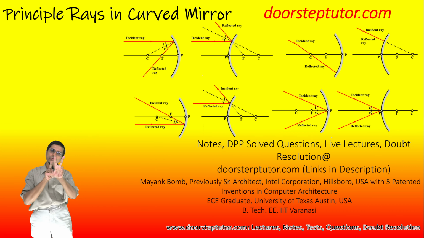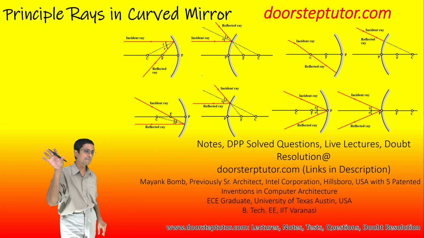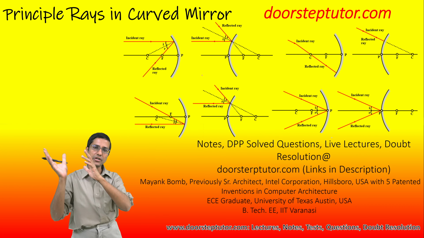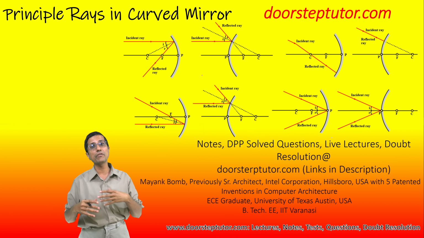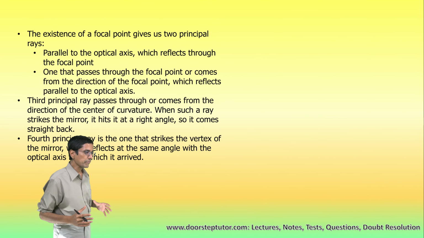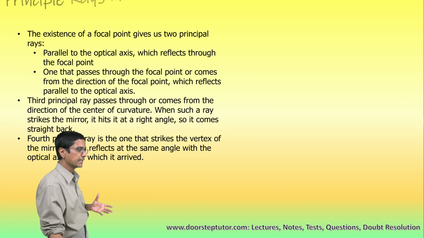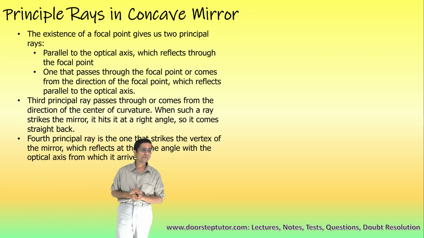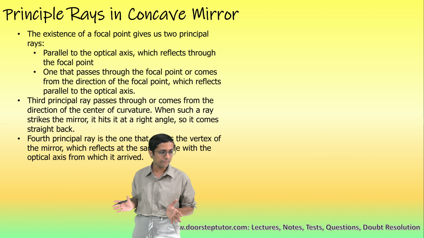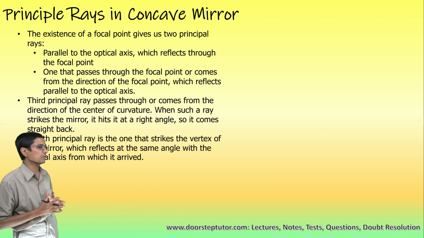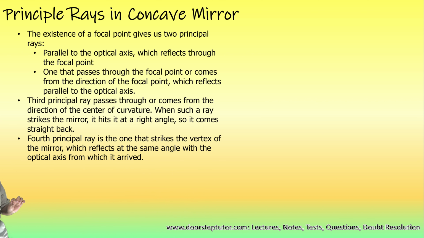We have to take only two rays to understand where the image would be formed, because the image would be formed at the intersection of those two reflected or refracted rays. Whenever we are doing this, there are certain rays which are easier to trace than the other kind of rays, and those rays are known as principal rays. So principal rays are those rays which are easier to trace in case of ray tracing.